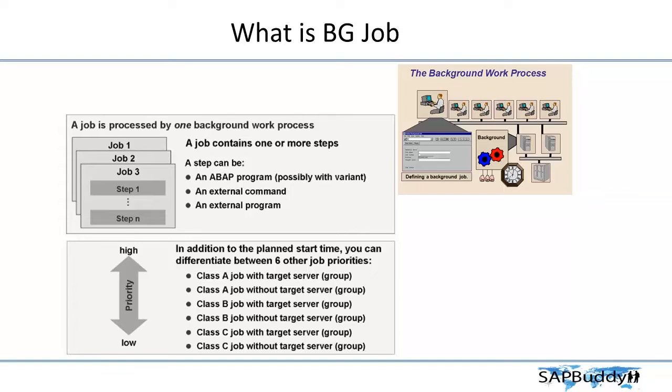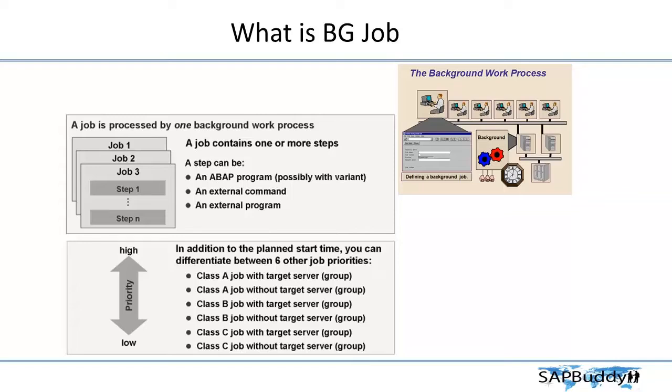When you schedule a job, you can specify which server it should run on. At the moment in our system we have one application server. You can have more than one application server, right? In that case, each application server will have its own background work process, and you can schedule the job to be run on a specific application server.